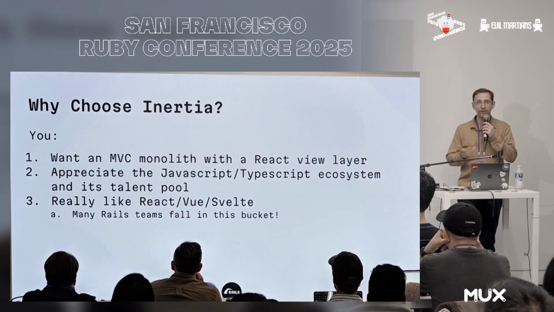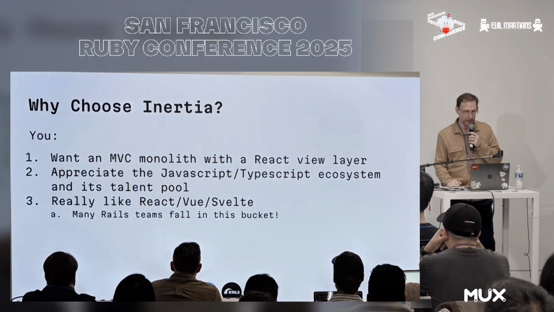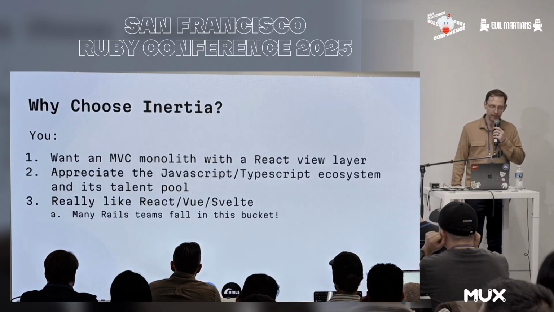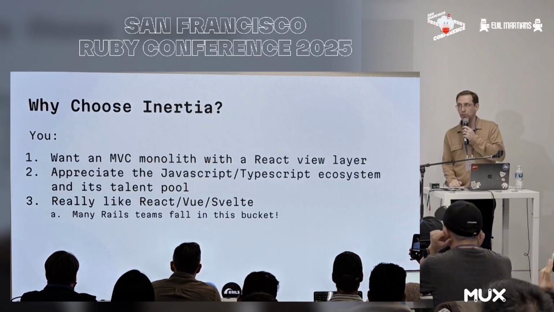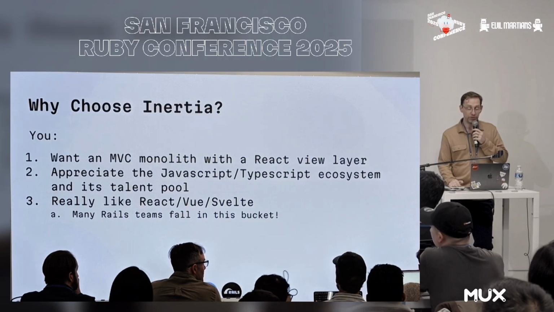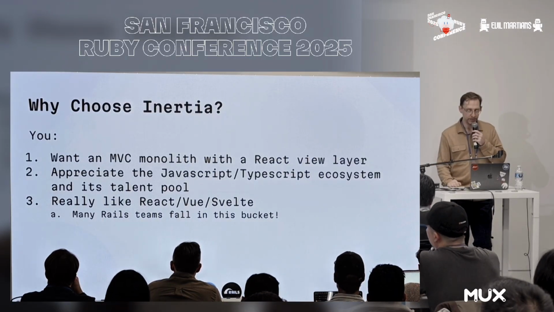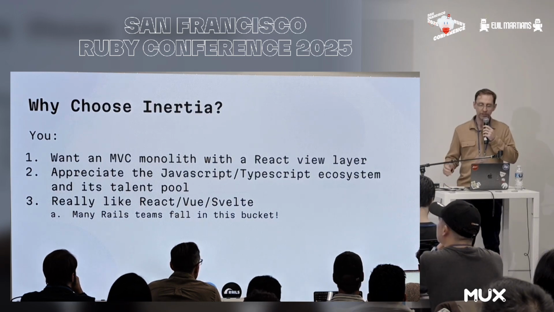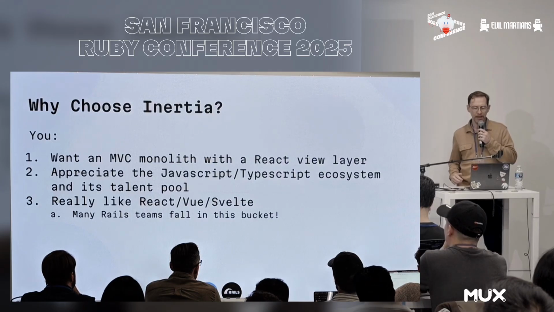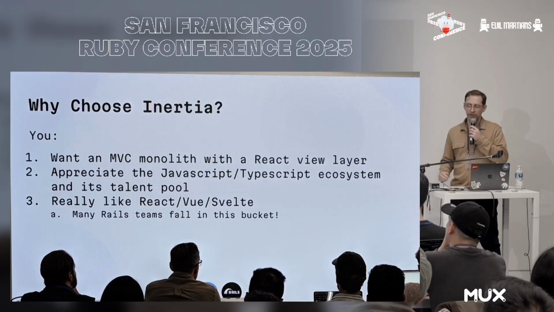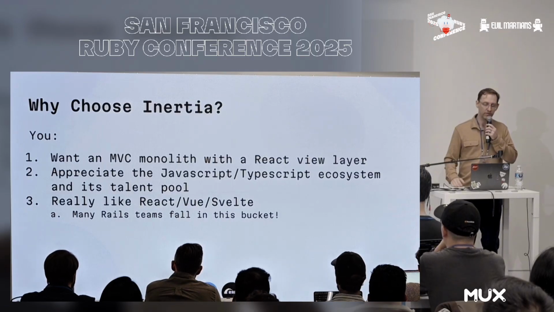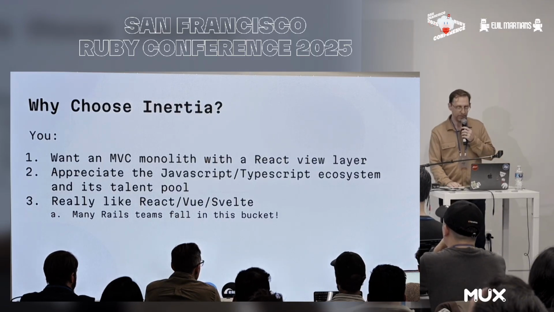Now, obviously, we are big fans of Inertia. We use it a lot. And so why do we choose it? I think the number one thing, the real use case, is that you want those nice constraints of the MVC style monolith, but you want to use something like React as your view layer. We think that Inertia is really the cleanest way to get that sort of experience. And then perhaps you like TypeScript on your front end. Perhaps that's something that your team likes. Maybe you want access to the pool of talent that is in the NPM ecosystem.